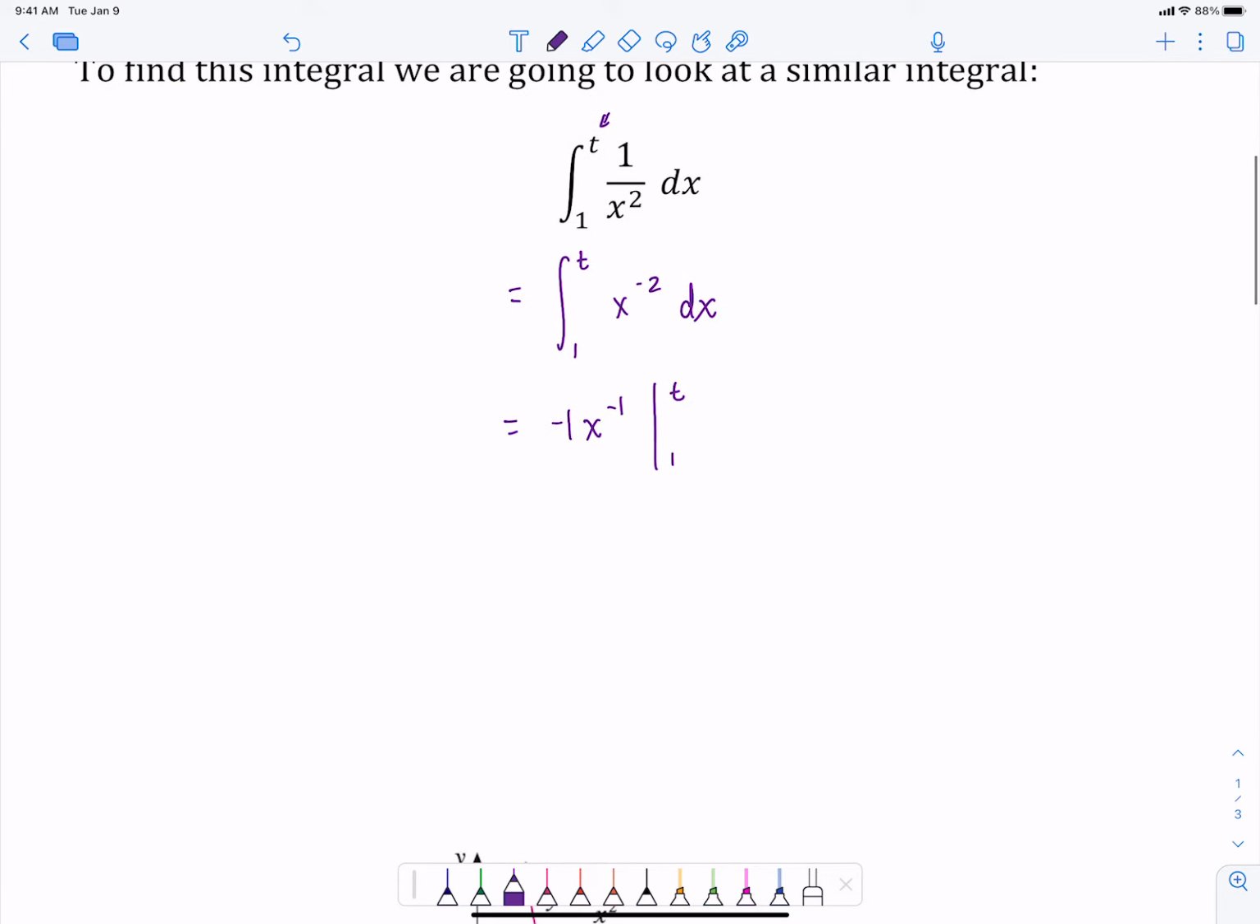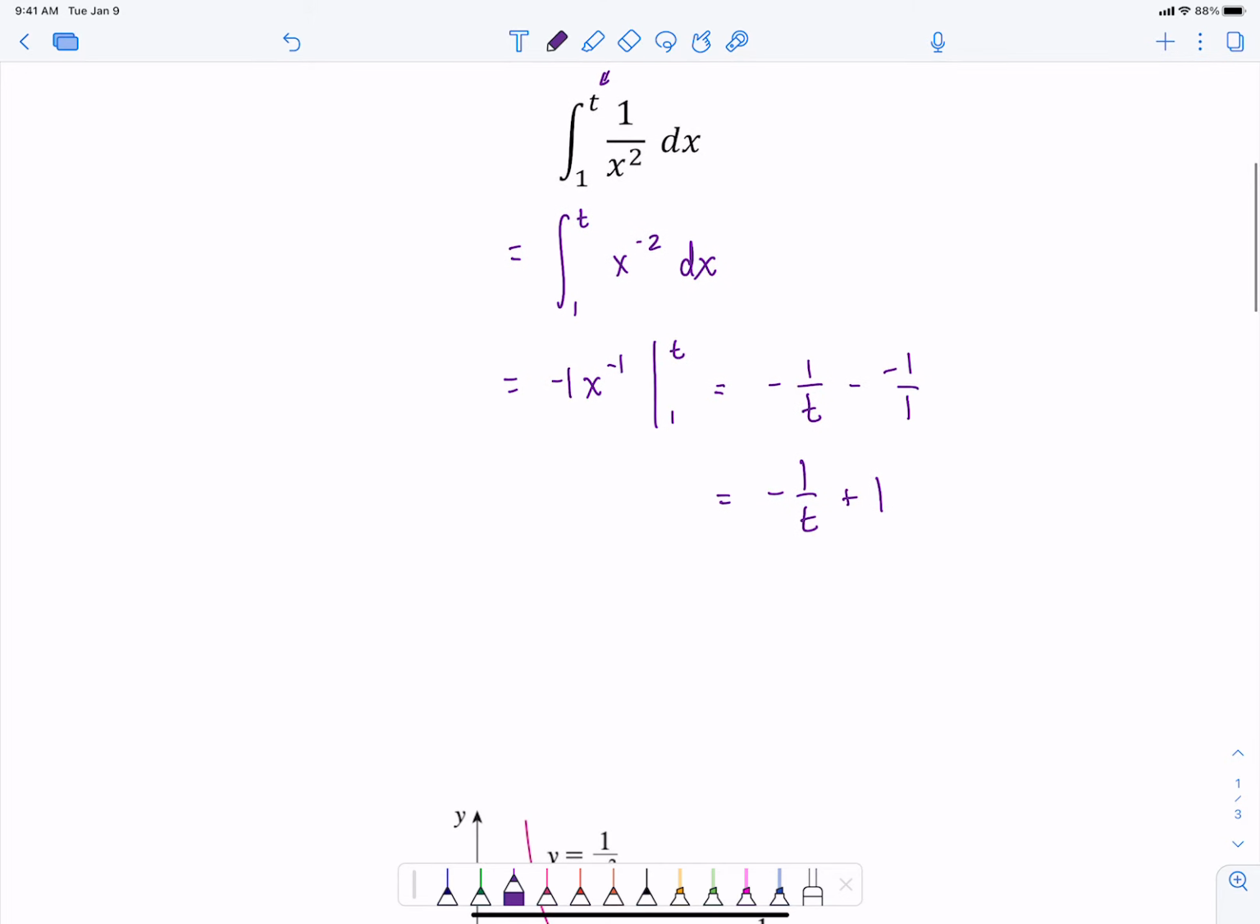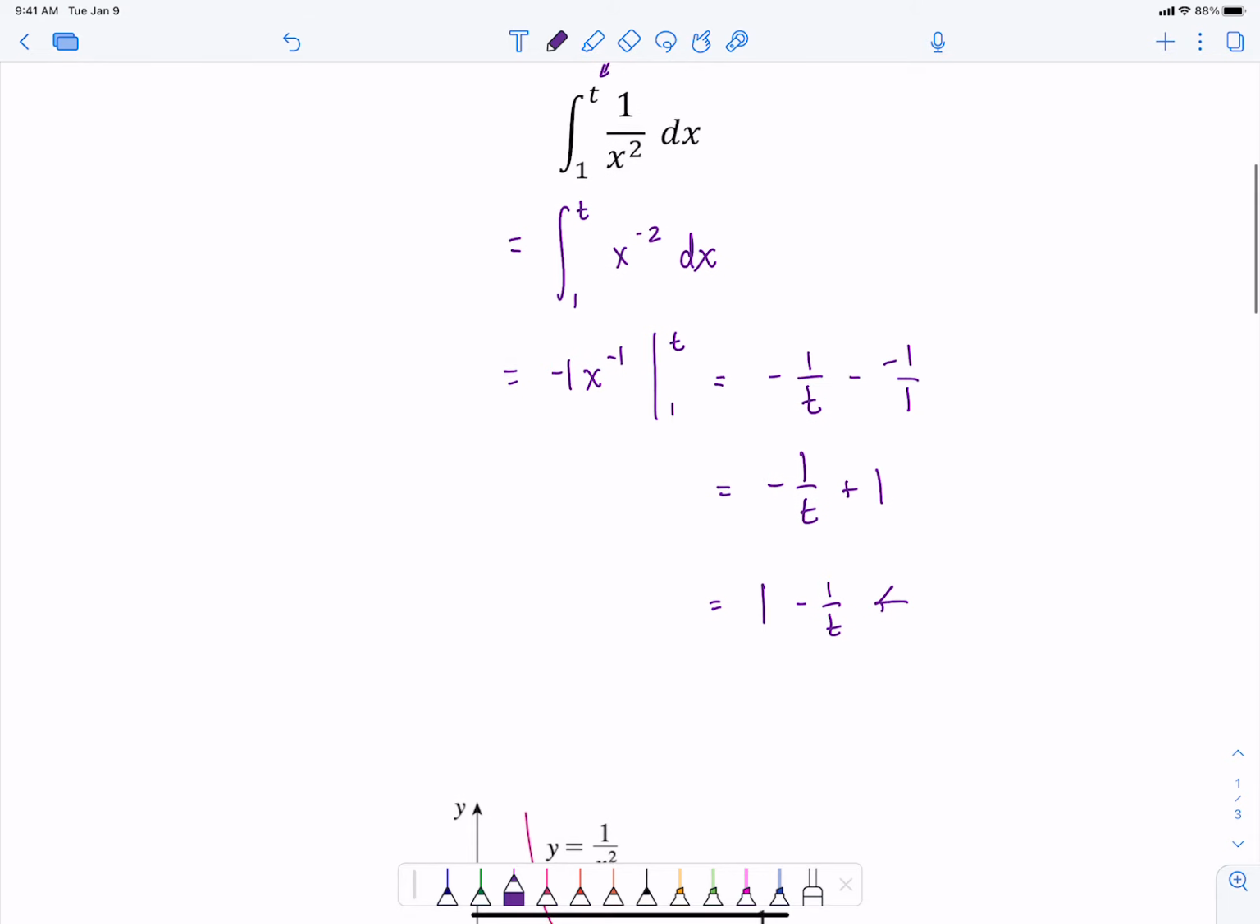We are going to get, plugging in t, negative 1 over t, then minus negative 1 over 1. Simplifying this a little bit, making it look a little nicer, we get negative 1 over t plus 1. Basically what that's telling us is that as we find the area and have t get larger and larger, this is an equation that we could use to find the area.